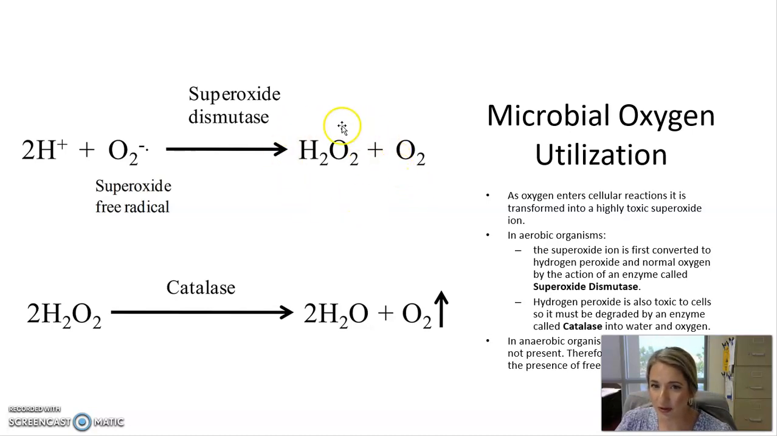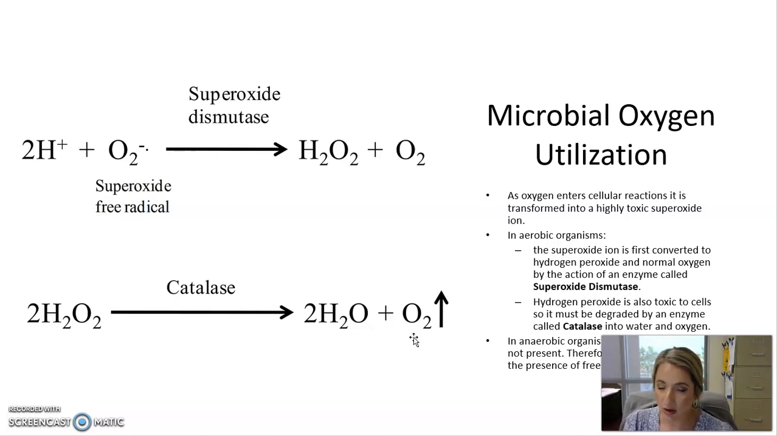Now the cell really doesn't want to have hydrogen peroxide, so it needs to break that down. So step two is to take the hydrogen peroxide that was made in the previous step and break down that. And that is broken down with the second enzyme, which is called the catalase enzyme. Catalase will break down hydrogen peroxide into water and oxygen, both usable materials that the cell can obviously use for things like ATP synthesis. So aerobic bacteria are able to utilize oxygen because they have the enzymes to break down the toxic superoxide ion into usable forms.